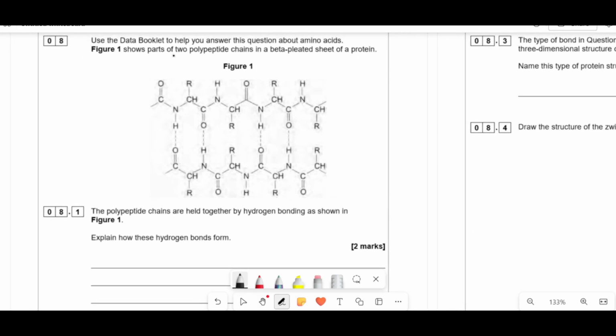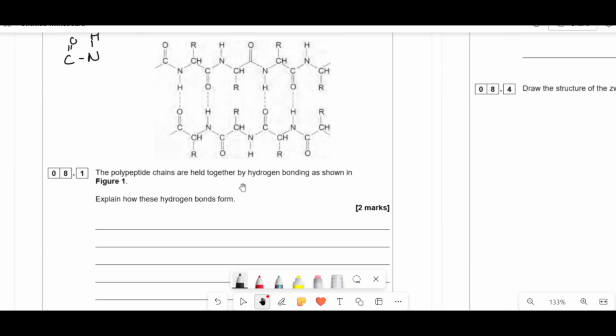So figure 1 shows parts of 2 polypeptide chains and a beta-pleated sheet. Every single time you see a polypeptide, you also see an amide link, which is always looking like that. Always helpful to know. Then it says the polypeptide chains are held together by hydrogen bonding as shown in figure 1. Explain how these hydrogen bonds form.